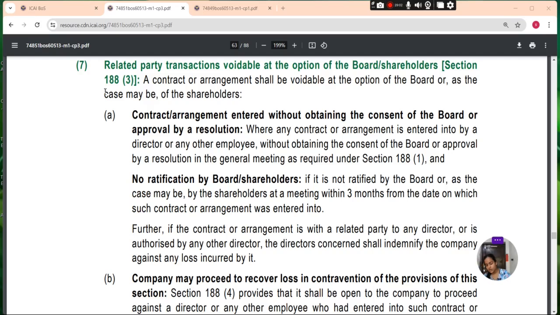resolution. Where any contract or arrangement is entered into by a director or any other employee without obtaining the consent of the board or approval by a resolution in the general meeting as required under section 188, and it is not ratified by the board or, as the case may be, by the shareholders at a meeting within 3 months from the date on which such contract or arrangement was entered into.